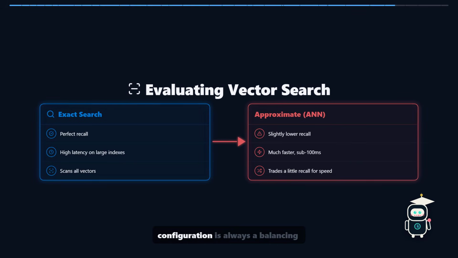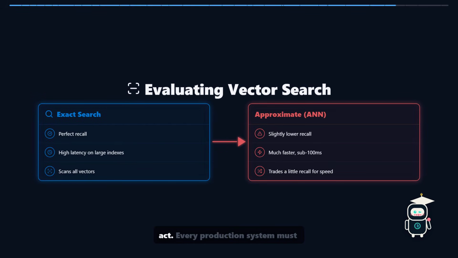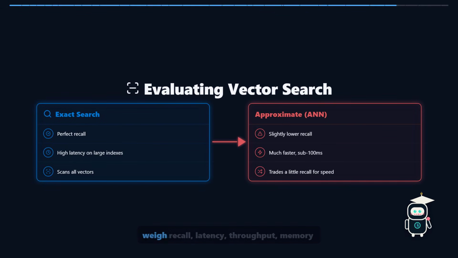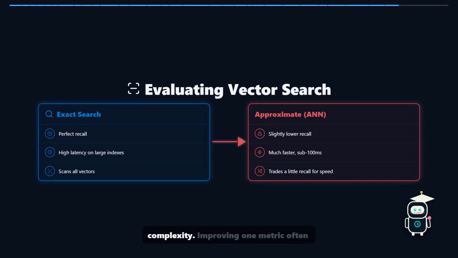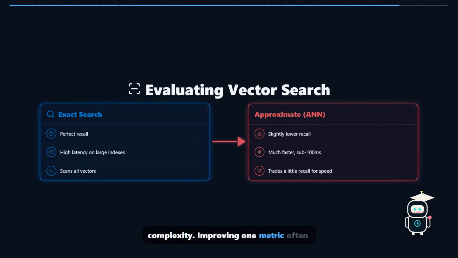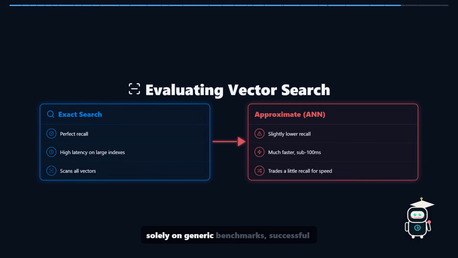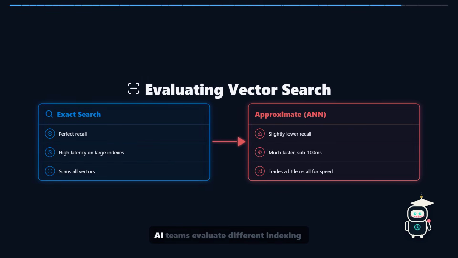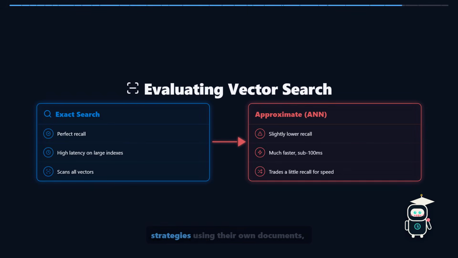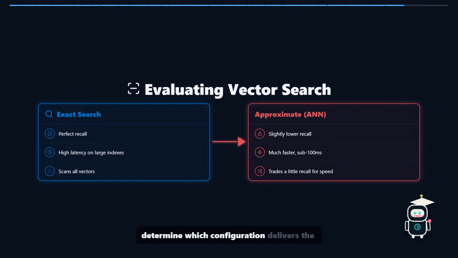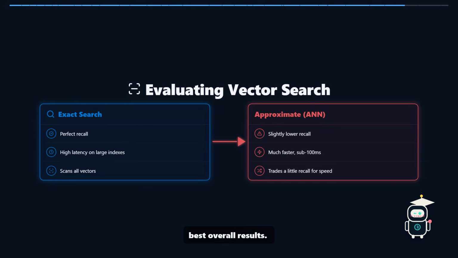Choosing the right configuration is always a balancing act. Every production system must weigh recall, latency, throughput, memory usage, storage cost, and operational complexity. Improving one metric often affects another. Rather than relying solely on generic benchmarks, successful AI teams evaluate different indexing strategies using their own documents, workloads, and business requirements to determine which configuration delivers the best overall results.